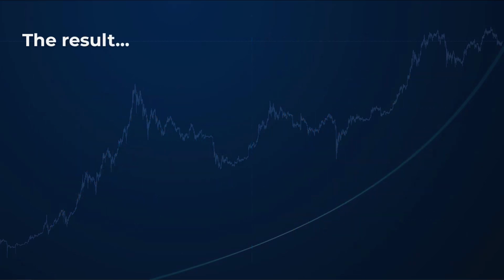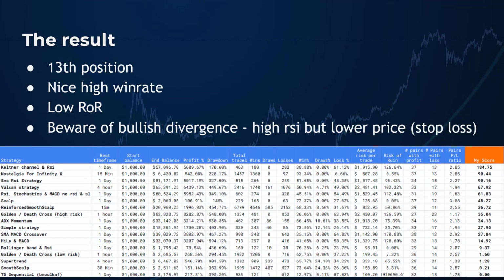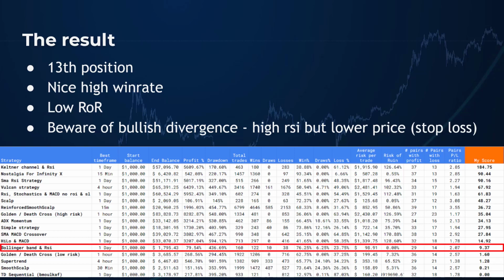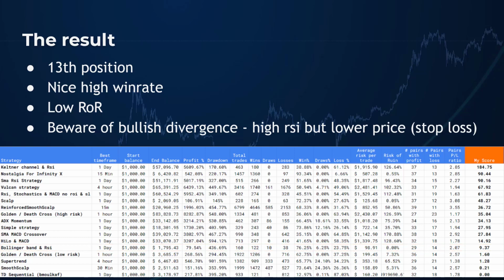So with this said, let's see how this Bollinger Bands and RSI strategy performs in comparison with my earlier tests. And as you can see here, this strategy does not prove to be an outperformer in comparison with the other ones. It only takes the 13th place in our league. The only thing that stands out positively is a win rate of 76%. The other performance items not so much.